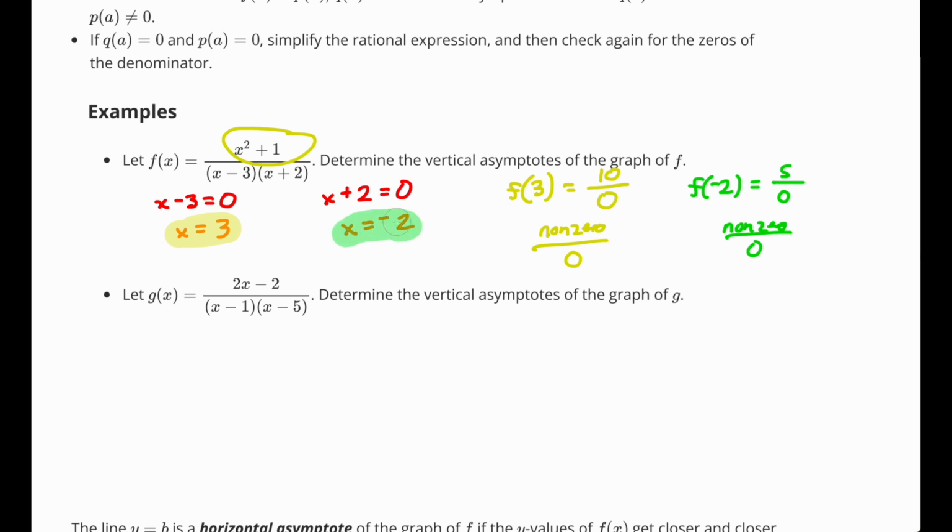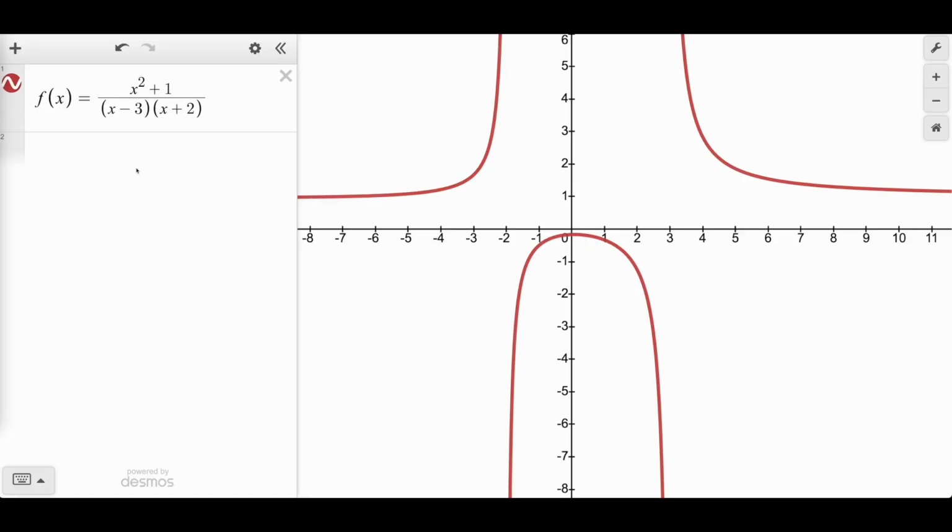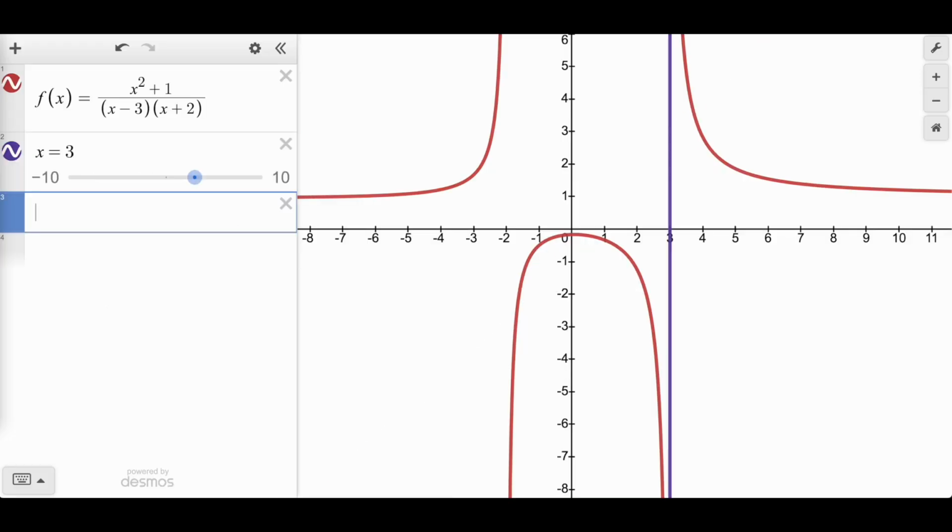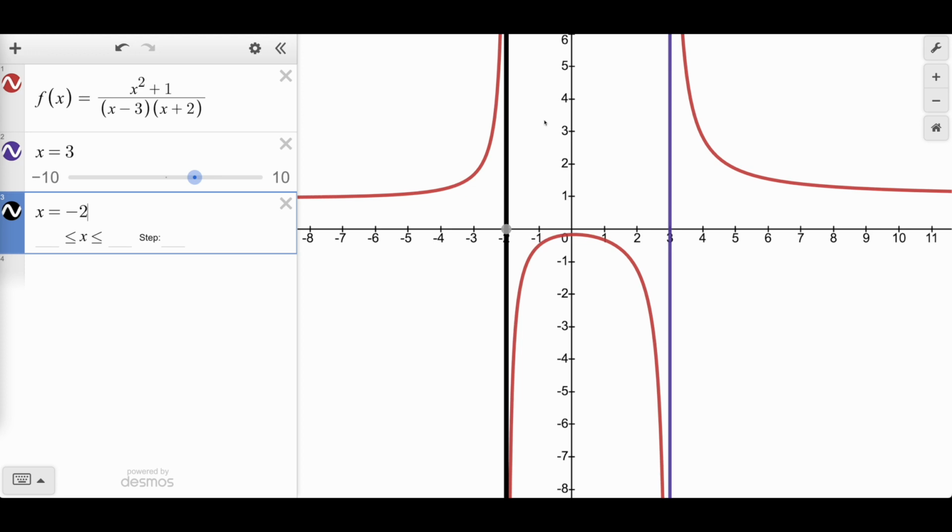Now, just for fun, let's actually graph this out and check for ourselves. Okay, so now based on this graph, if you graphed x equals 3, if you graphed x equals negative 2, you'd see that it's the 2 vertical asymptotes, and we're good to go. There's no holes on this that we have to worry about.